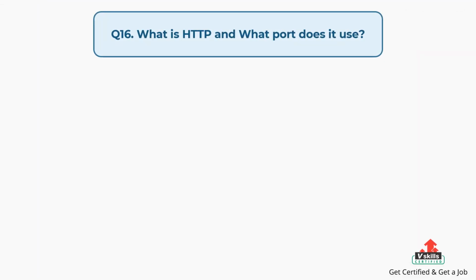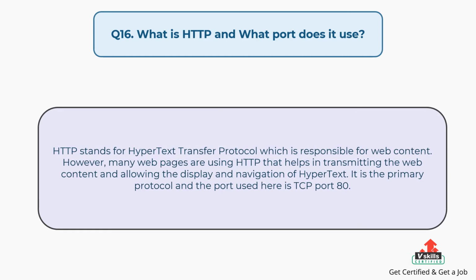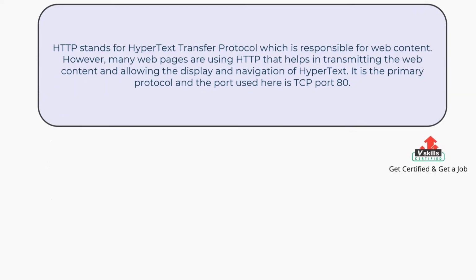Question number 16. What is HTTP and what port does it use? The answer is: HTTP stands for Hypertext Transfer Protocol, which is responsible for web content. Many web pages use HTTP, which helps in transmitting the web content and allowing the display and navigation of hypertext. It is the primary protocol and the port used here is TCP port 80.